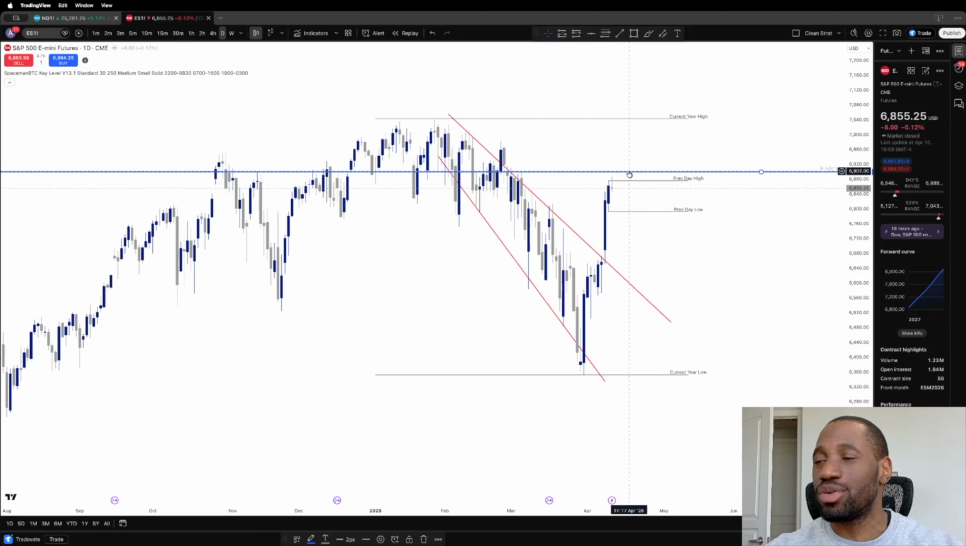Breaking above that will be crucial because we have this 7,000 level. We had the opportunity to trade above 7,000, but as you can see, the sellers took full control. So that might be a target for the ES going into the coming week.